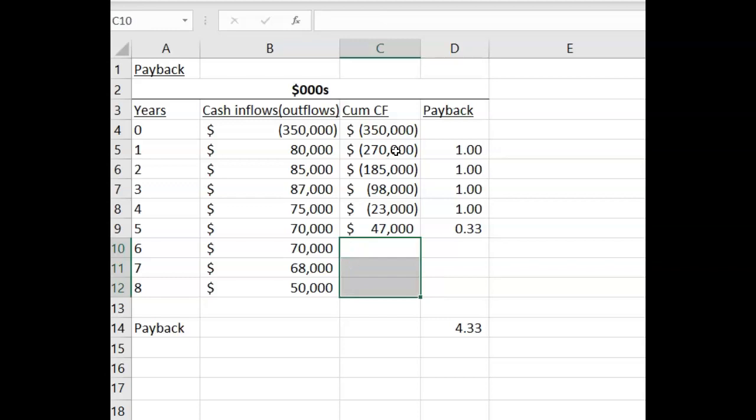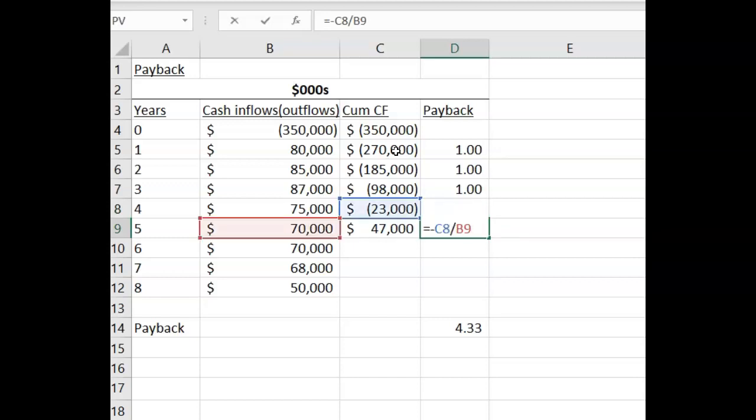Once we're positive, we really don't need to do this anymore. You could leave it or not. And here's what you do. You say, every year we're negative, that was a year of payback. And then when we look at period 5, we see that we go positive. So we've got to calculate a portion of a year. How do we do that?